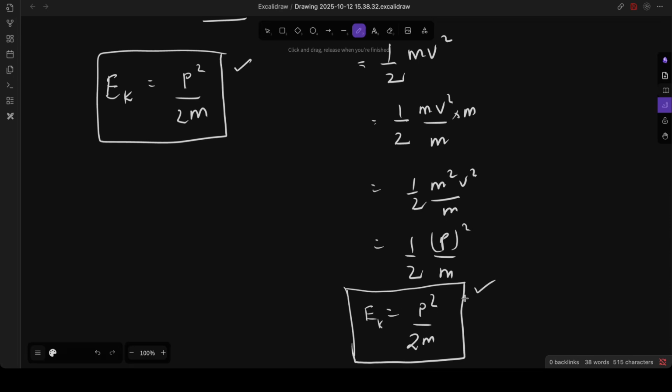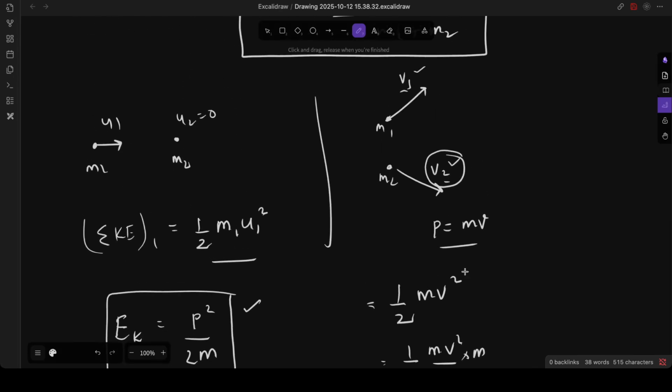This is the formula. So where to use it? If there is a collision happening and you have to figure out some velocity, and then you have to figure out whether it is elastic or inelastic, then we'll use this formula.